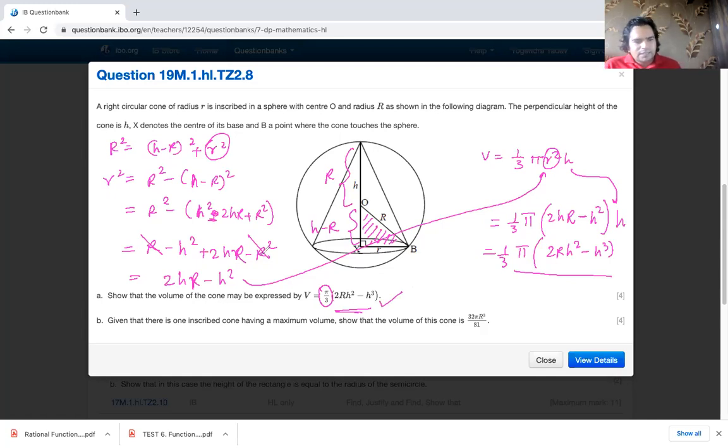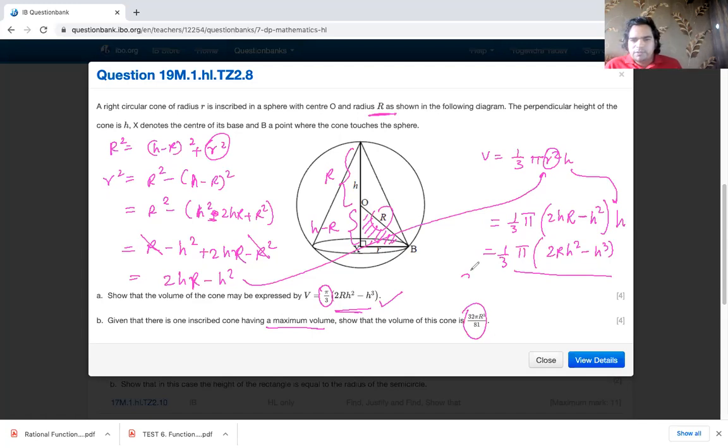Now they have given us that the cone has maximum volume. Now you show that this maximum volume comes out to be 32 pi R cube over 81. What we will do is differentiate. Now see here, the capital R is fixed. The capital R is a constant. So the only thing that is varying is the small r.